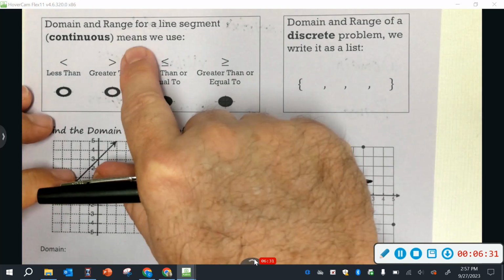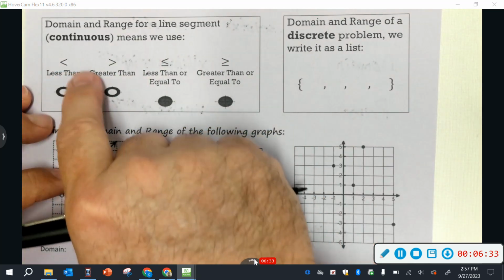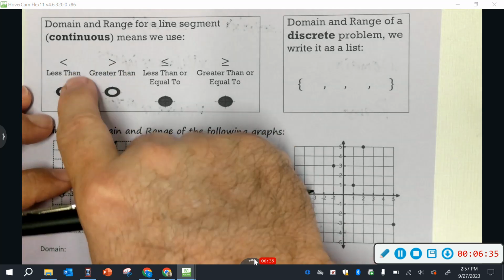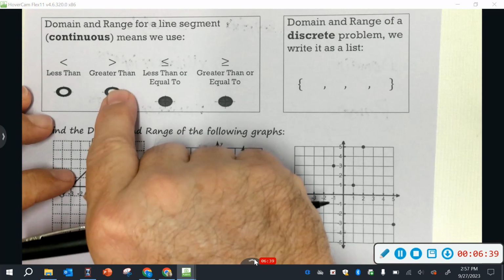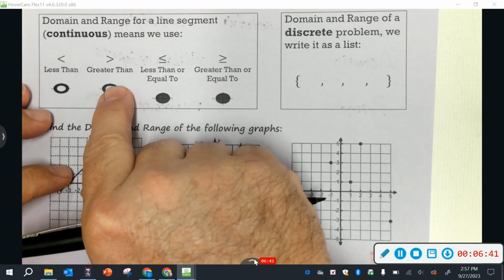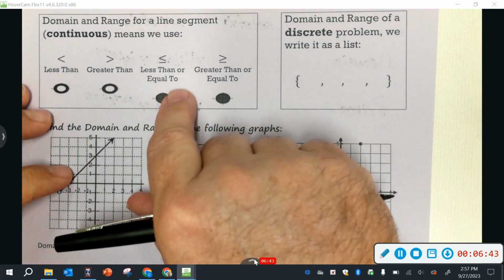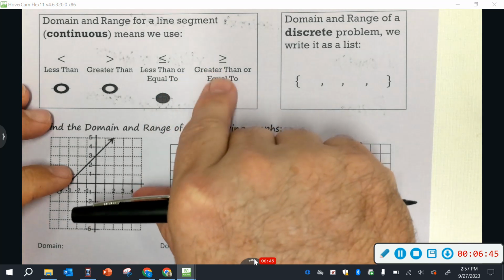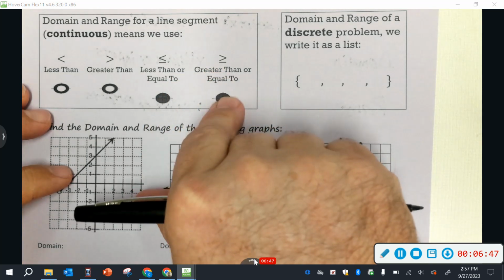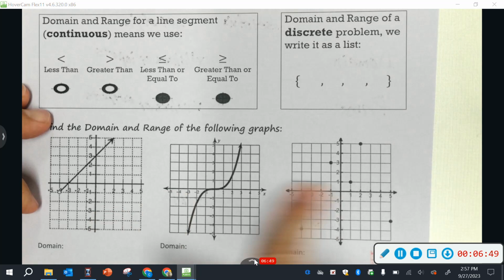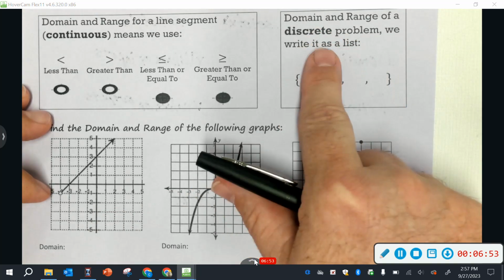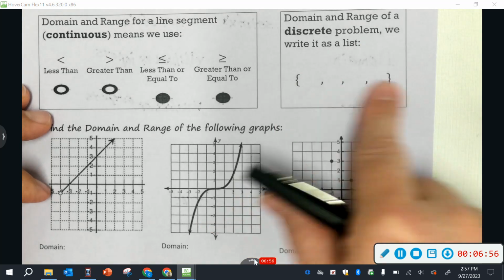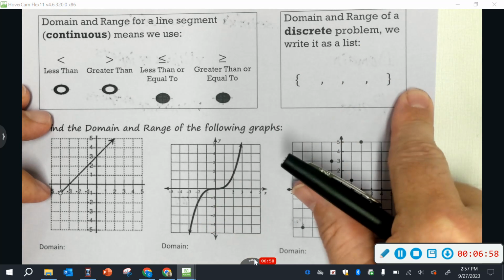This kind of reviews that. So again, we'll say this is less than, greater than. If you have less than or greater than, you're going to use that if you have an empty dot, and you'll see that on your practice. Less than or equal to, that's a filled in dot. Greater than or equal to, that'll be a filled in dot as well. And we'll look at some examples down here. Now also, for the domain and range of a discrete problem, again, we list out the x's and y's in set notation.